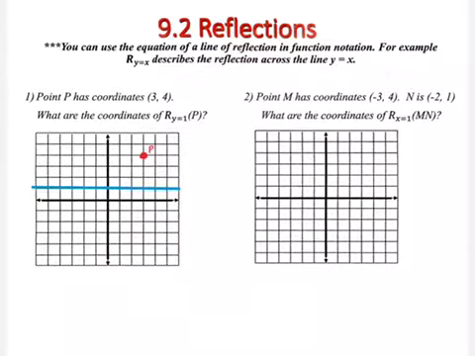So what we do is we move perpendicular to that line, so we'll move straight down 3 units, and then we move 3 units on the opposite side of it. So that means P prime should be right here. And so P prime has the coordinate 3, -2.